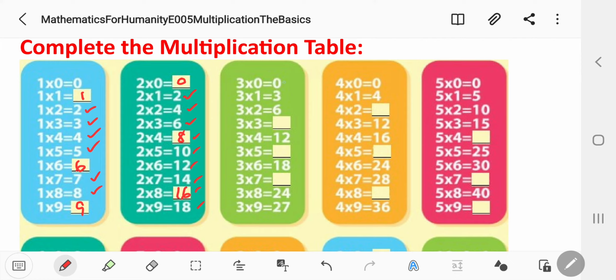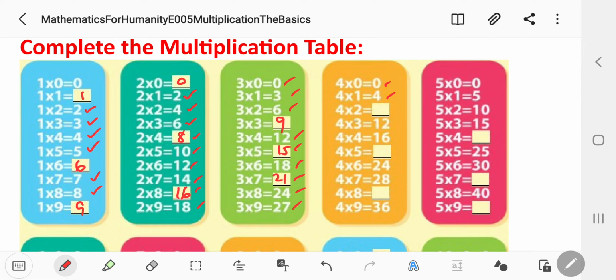And then you have here 3 times 0 equals 0, 3 times 1 equals 3, 3 times 2 equals 6. You're counting by 3. 3 times 3 equals 9. Then 3 times 4 equals 12. 3 times 5 would be 15. And then 3 times 6 would be 18. 3 times 7 would be 21. Because 3 plus 18 would be 21. And then you have 3 times 8 equals 24. And then 3 times 9 equals 27. Here you have 4 times 0 equals 0.